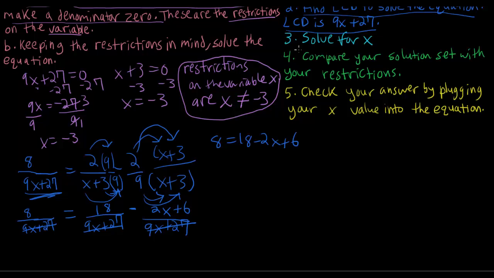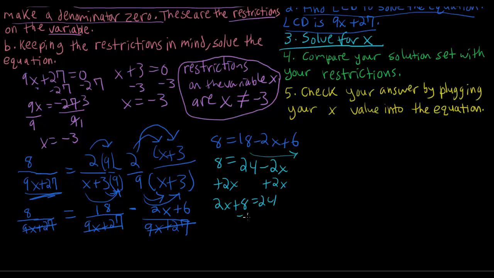And we can go to step 3, which is to solve for x. To solve for x for this, we have 8 equals, we have 18 plus 6, those are like terms, so 18 plus 6 is 24 minus 2x. And then we can add 2x to the left side to get x on the left side. So we have 2x plus 8 equals 24. To get x by itself, subtract 8 from both sides. So we have 2x equals 24 minus 8 is 16.